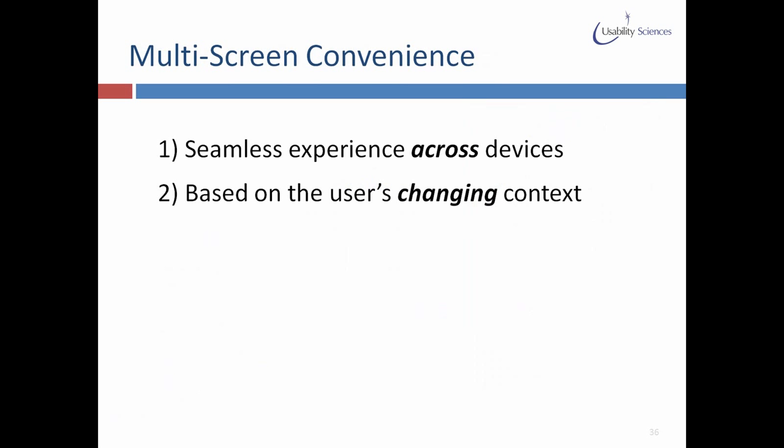So multi-screen convenience is really a factor of two things. Having a seamless experience across devices, so really never skipping a beat. Regardless of what type of device you're on, the website is holding up from device to device. And number two, the experience itself is really adapting to the user's context. So regardless of where you are, you've got a website or a product that is serving your needs, regardless of the type of environment you're in or the type of device that you're on.